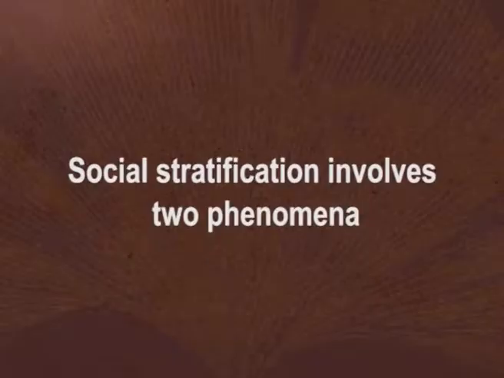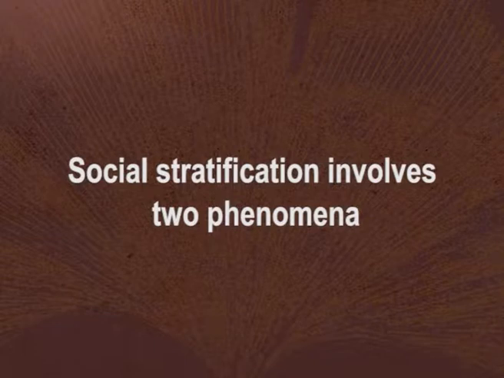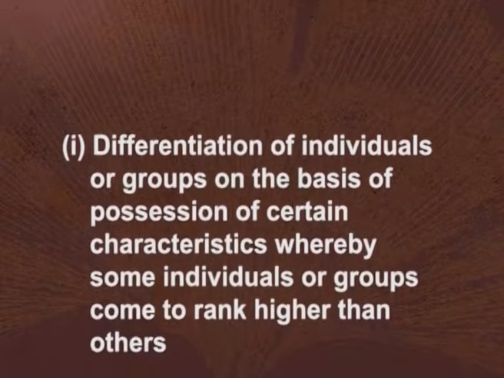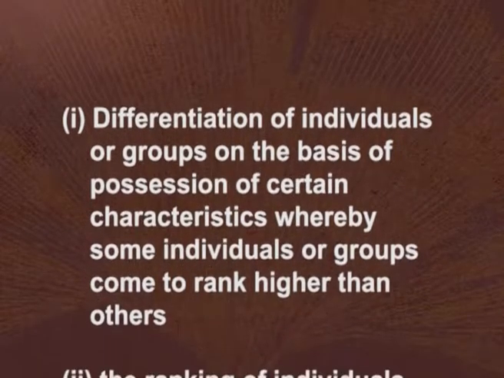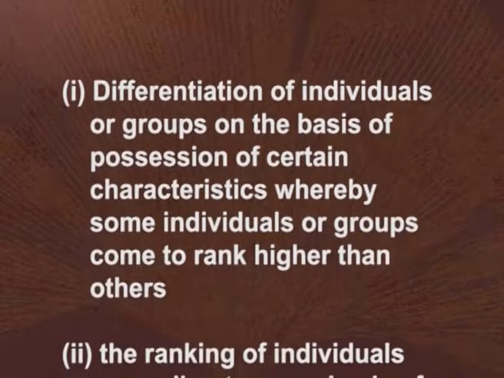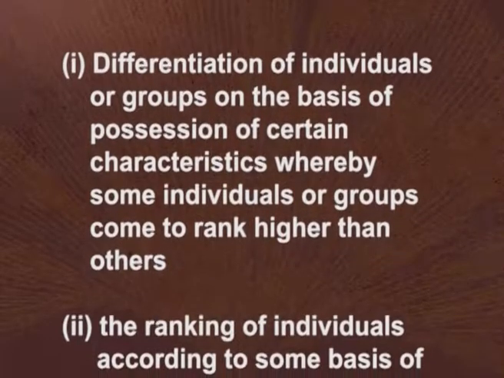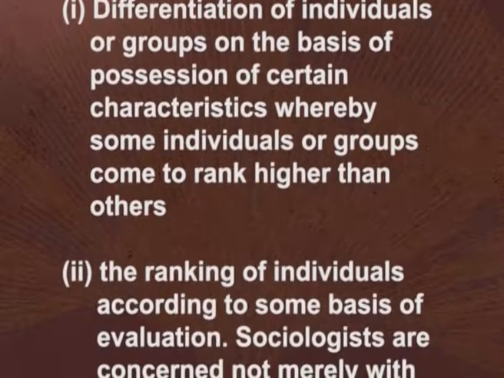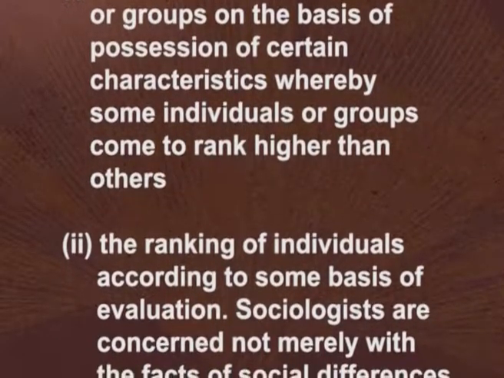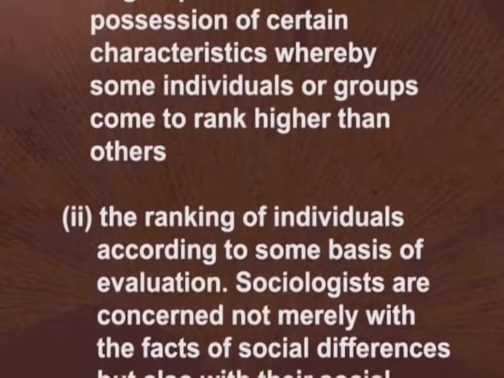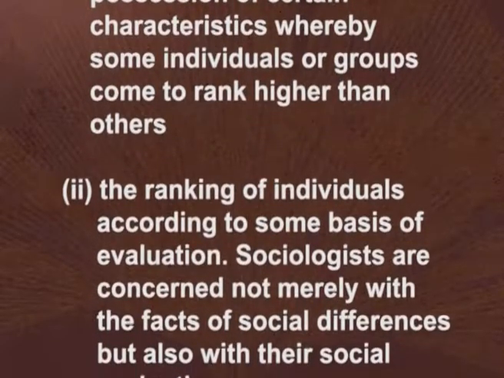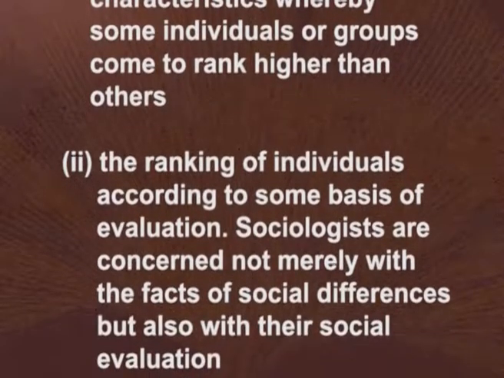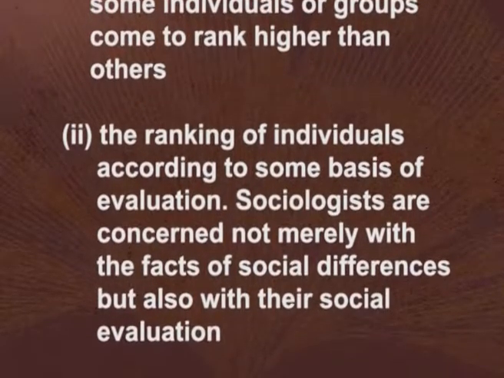Modern stratification fundamentally differs from stratification of primitive societies. Social stratification involves two phenomena. The first is differentiation of individuals or groups on the basis of possession of certain characteristics, whereby some individuals or groups come to rank higher than others. The ranking of individuals according to some basis of evaluation is the second point. Sociologists are concerned not merely with the facts of social differences, but also with their social evaluation.